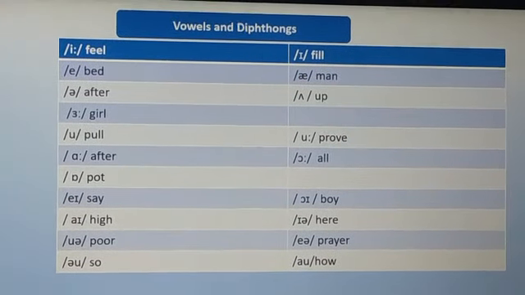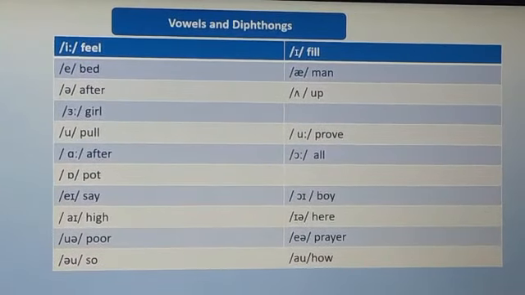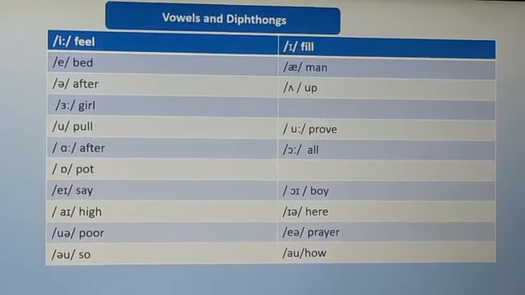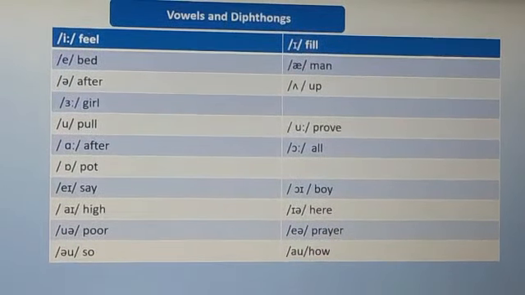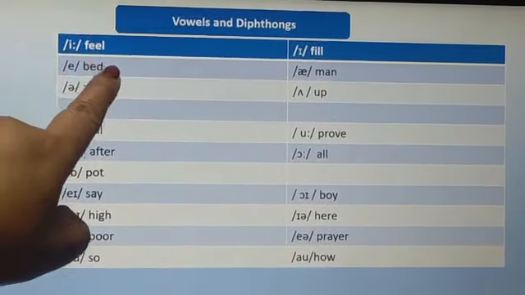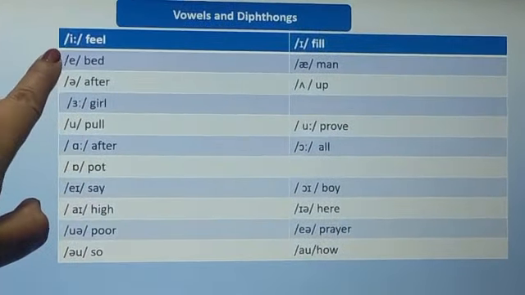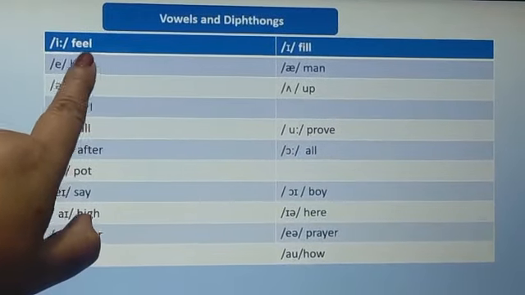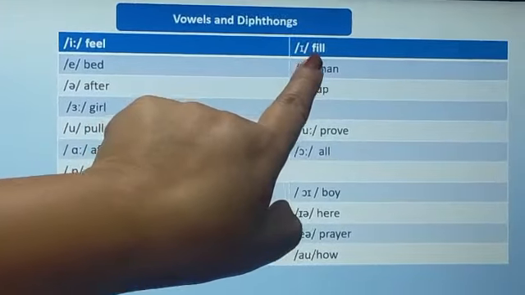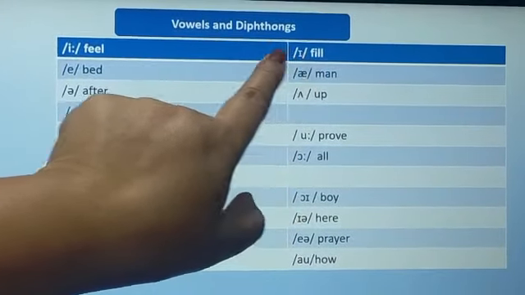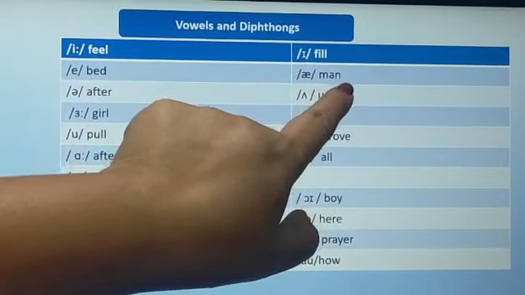Now let me introduce the remaining sound segments or phonemes. They are known as vowels and diphthongs. We have around 12 vowels and 8 diphthongs. So I'll introduce them. Feel has a long E, and hence the phoneme E, as in feel. I as in fill. It's a short vowel there. E as in bed. A as in man.